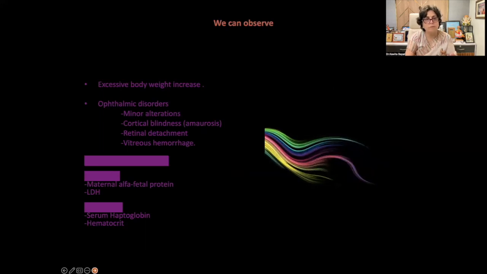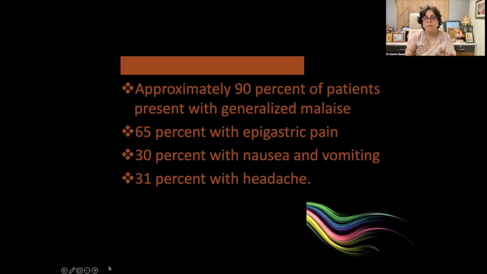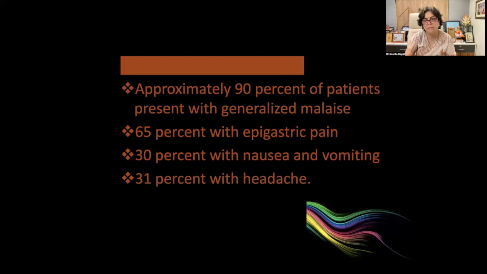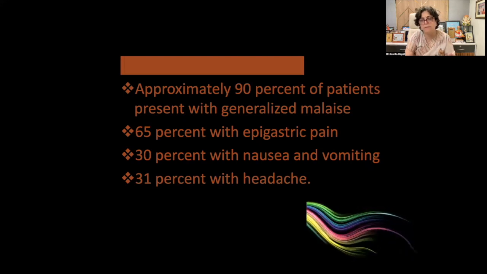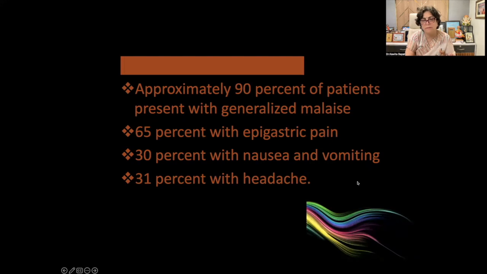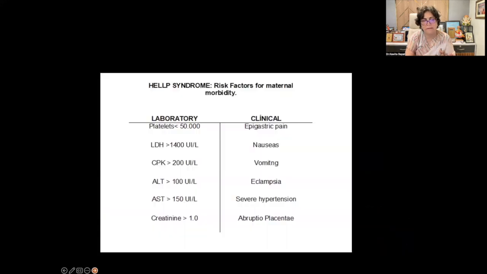Now, we can also observe excessive body weight increase. Ophthalmic disorders can be there: minor alterations, cortical blindness, retinal detachment, various hemorrhages, and vitreous hemorrhage can be seen. Alpha-fetoprotein, LDH, serum haptoglobin, and hematocrit are other important points we should observe. Approximately 90% of patients present with generalized malaise, 65% with epigastric pain, 30% with nausea and vomiting, and 31% with headache.